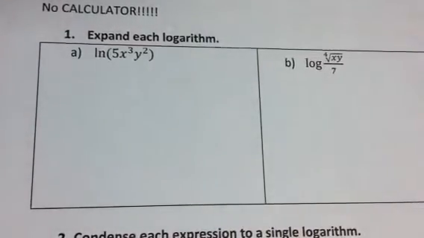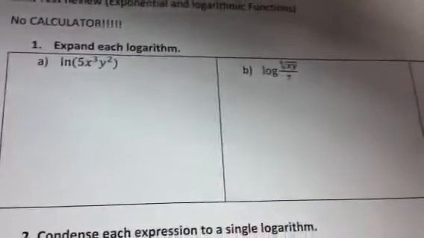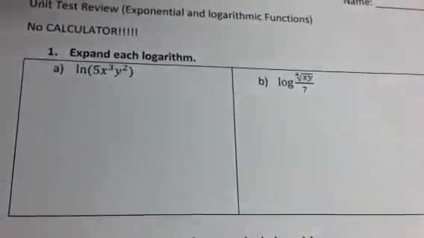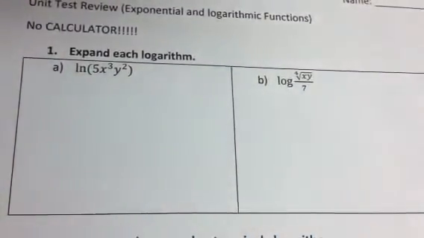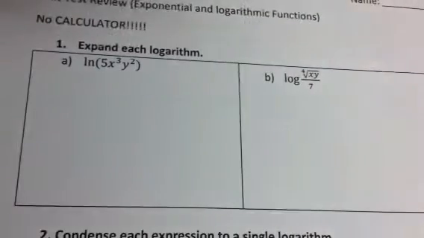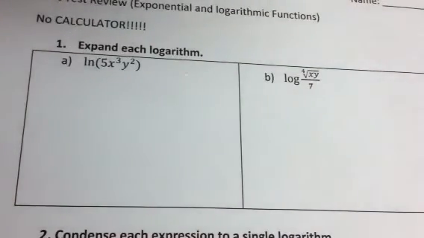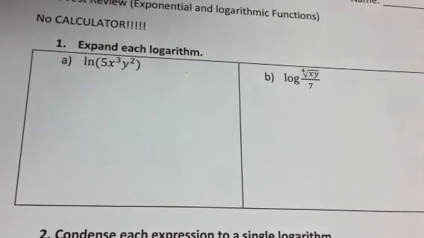All right, this is our review for the Chapter 6 Part 2 test. The test was covering logs, so you will want your exponent table. There will be a portion of the test where there is no calculator and a portion of the test that is calculator. So right now this is the no calculator part. Read the directions, and your goal is to simplify as far as you can.